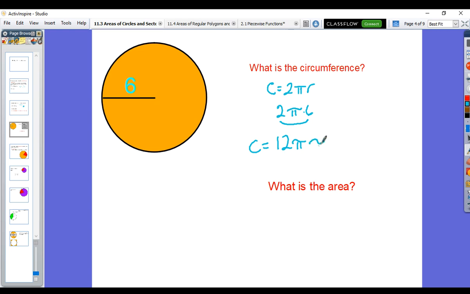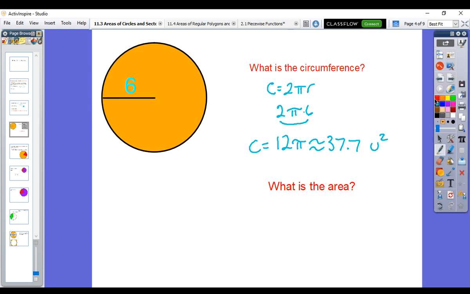Now, as it tells you, round to the nearest tenth, we'll take 12 times pi in our calculator, and we get 37.699, or 37.7 units. Okay, so wait to multiply the pi to the very end. It gives you a more accurate answer to what they are looking for.